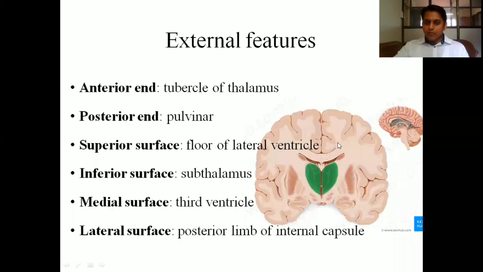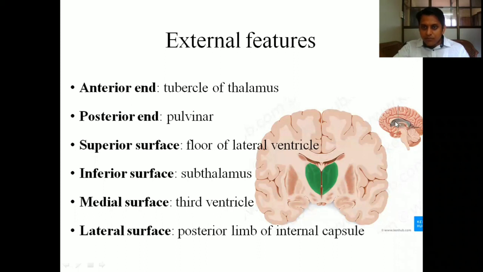Okay, so going towards the surfaces, I have taken the coronal section right here through the body of the corpus callosum, and the section passes through the thalamus. So in this section, what you can see is the corpus callosum, which is made of commissural fibers, crossing the midline and joining the two hemispheres, and you can see the cavity within the cerebral hemisphere. This cavity is called the lateral ventricle.